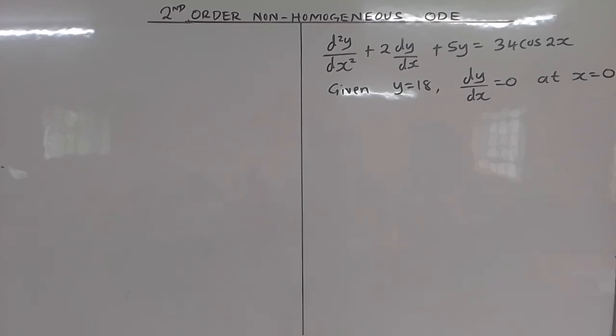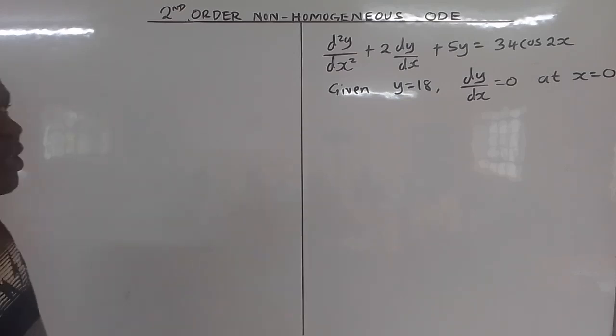Now in this example, you'll be told to use the method of undetermined coefficients to solve the differential equation d squared y over dx squared plus 2 dy over dx plus 5y is equal to 34 cos 2x, given y is 18 and dy over dx is 0 at x equals 0.